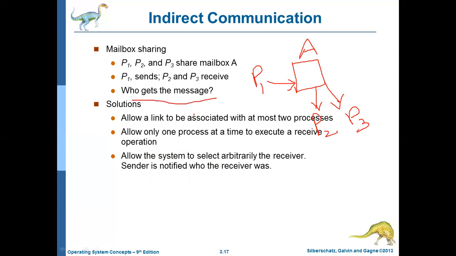The solution that we are going to provide is: you allow a link to be associated with at most two processes, and only one process at a time must execute a receive operation, and allow the system to select the receiver arbitrarily. The sender is notified who the receiver was. So if these points are considered while implementing this, then we'll be able to find a solution for this scenario.